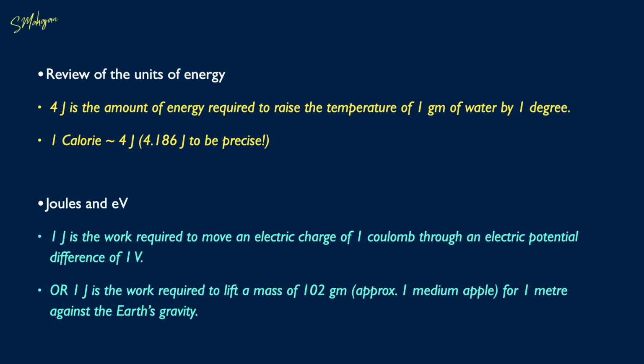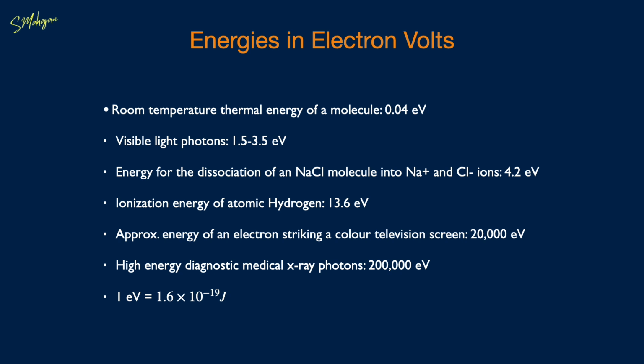In other words, 1 joule is also the work that you do in lifting a medium-sized apple to a height of about 1 meter against the force of gravity of the earth. To give you an idea, here is a small list of energies required in everyday life in units of electron volt. For instance, the thermal energy of a molecule at room temperature is around 0.04 electron volt, while the energy of an electron striking a color television is 20,000 electron volt. Remember also that 1 electron volt is much smaller than a joule.